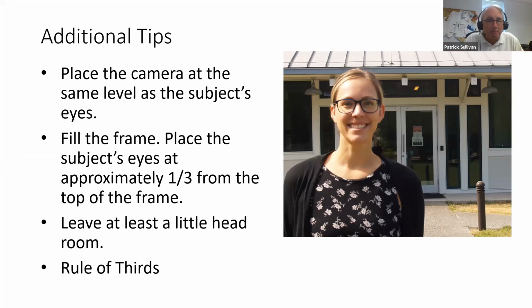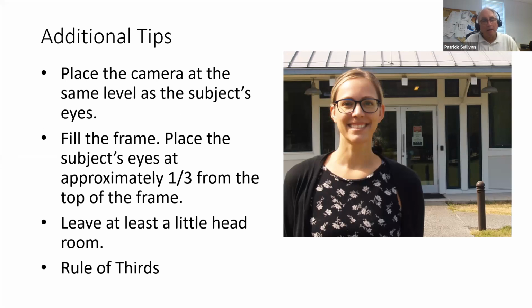Some additional tips. Place the camera at the same level as the subject's eyes. You don't want to be shooting up on them. You don't want to be shooting down. If they're sitting down, put the camera down at their level. If they're standing up, put the camera up.